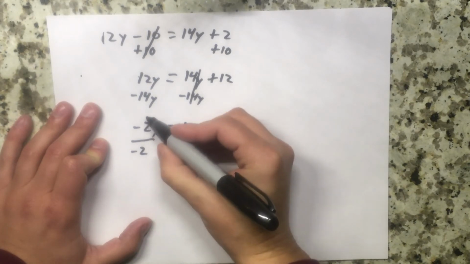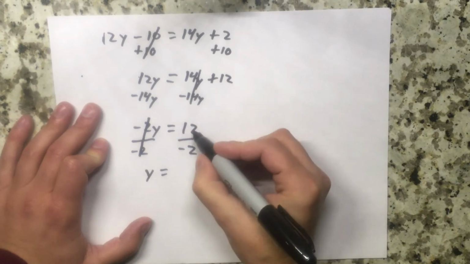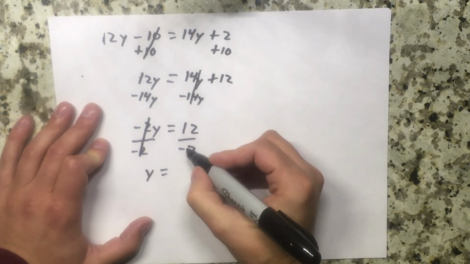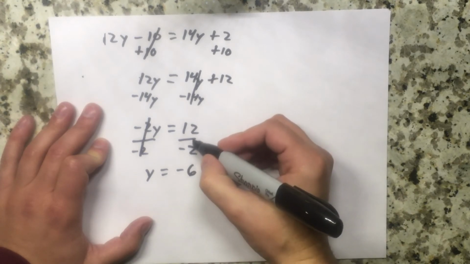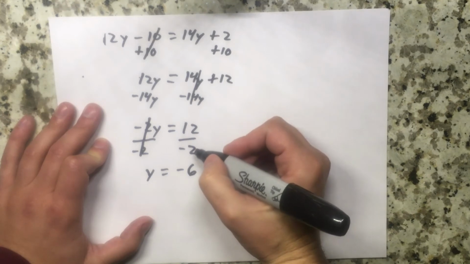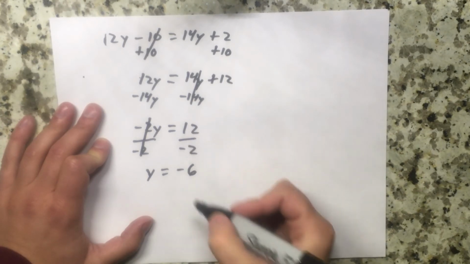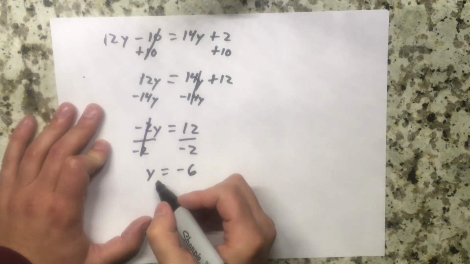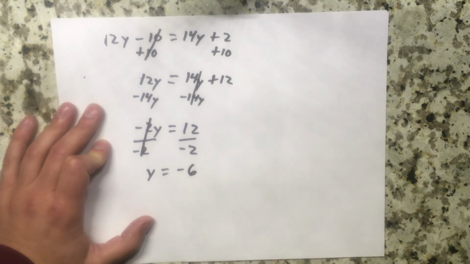This will cancel out right here, which will leave us with just y. And 12 divided by negative 2 is going to be negative 6. Because anytime you multiply or divide a positive number by a negative one, the answer is always negative. So the answer to this problem is y equals negative 6.